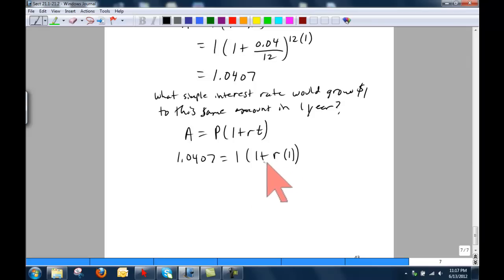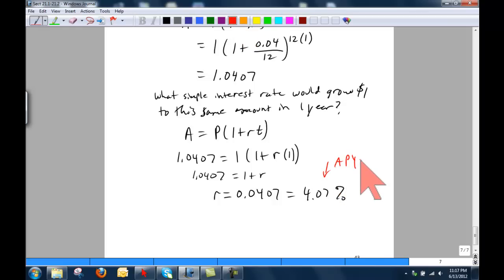Solve for R. This is an equation with one variable. In fact, it's really easy, because here's the expression in the parentheses times 1, so this 1 just goes away. And then I have 1 plus R on the right, and 1.0407 on the left. I subtract 1 from both sides, and I'll write R on the left, and I get 0.0407, or 4.07%. This is the annual percentage yield in this situation.